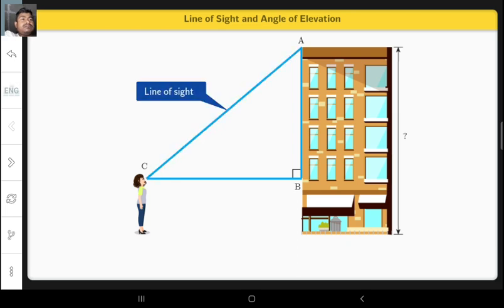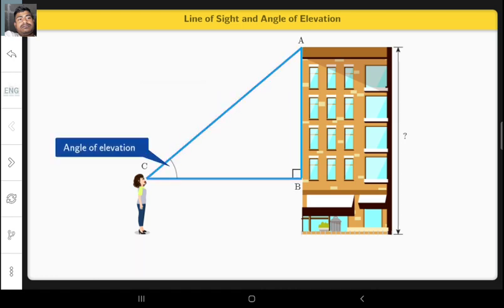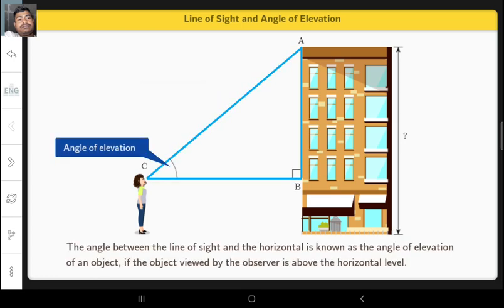Line of sight. Line of sight is an imaginary line drawn from an observer's eye to the object viewed by the observer. Angle of elevation. The angle between the line of sight and the horizontal is known as the angle of elevation of an object if the object viewed by the observer is above the horizontal level. It is also called the angle of inclination.